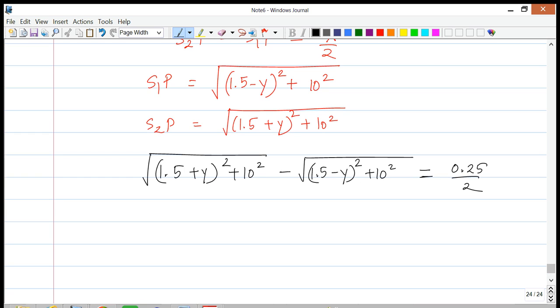Now solving this equation is not really that easy, because you have radicals and all kinds of stuff. But the general method of solving would be the following. What you do is you'd move one of the radicals to the right hand side.